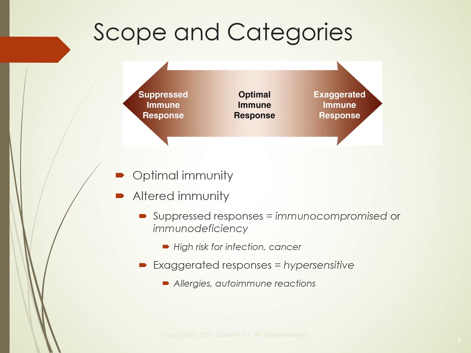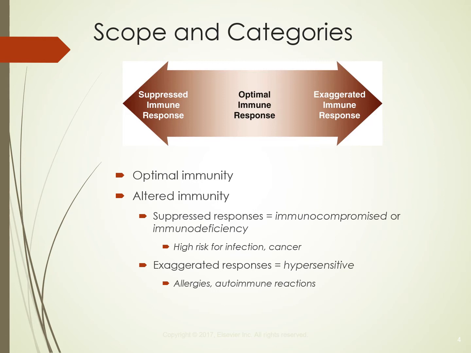An optimal response represents an immune system that protects the body from the invasion of microorganisms, removes dead and damaged tissue and cells, and recognizes and removes cell mutations. Abnormal function includes a suppressed immune response and exaggerated immune response.